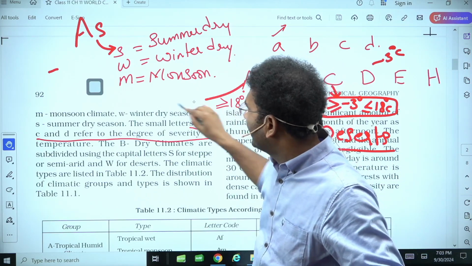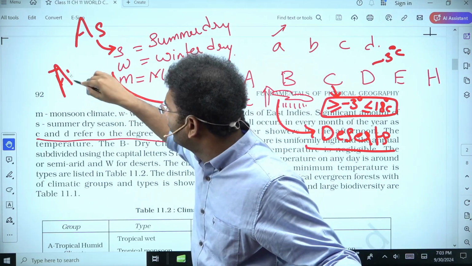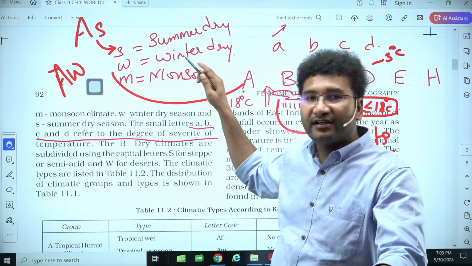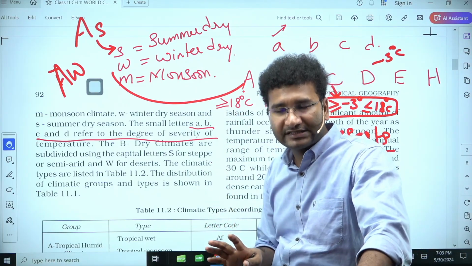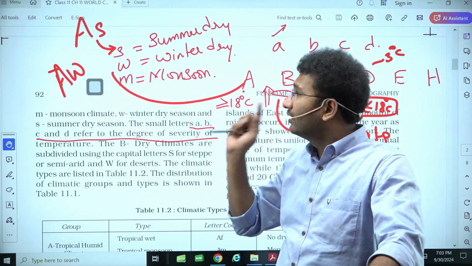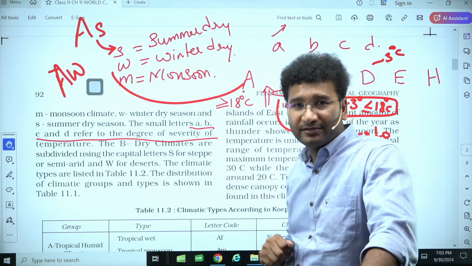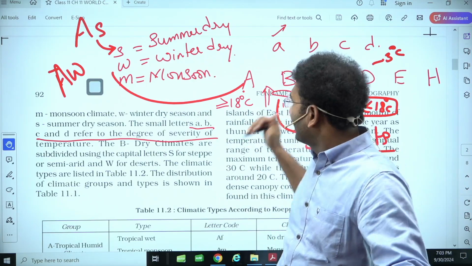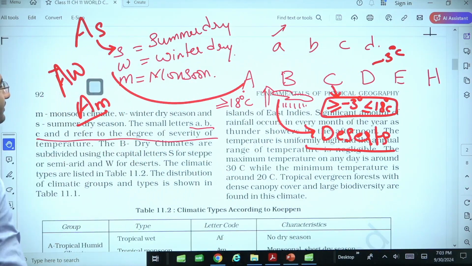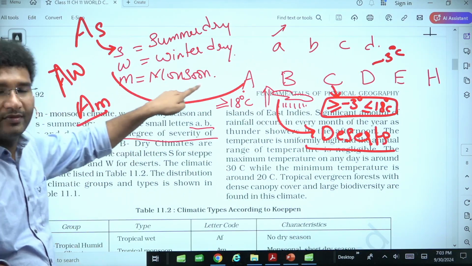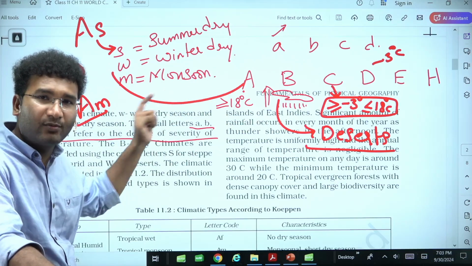Can I have AW? AW means during the times of winter it should be dry. A region which is having greater than 18 degrees Celsius temperature, but it should also be dry in the winter, right? Can I have AM, where this AM means 18 degrees Celsius से ज़्यादा होना चाहिए और monsoon.